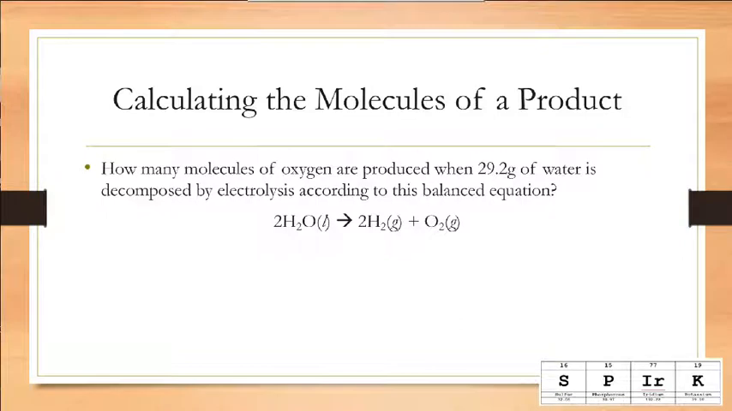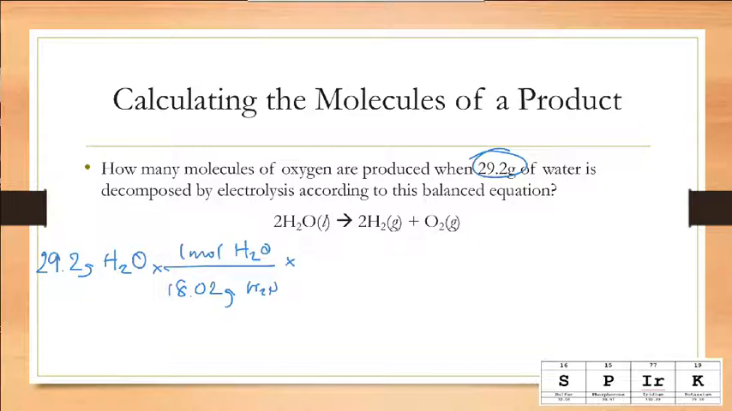How many molecules of oxygen are produced when 29.2 grams of water is decomposed by electrolysis according to this balanced equation? So we're going to start with what they give us. So 29.2 grams of water. And they want to know how many molecules of oxygen. So the first thing we need to do is use the molar mass of water to get to the moles of water.